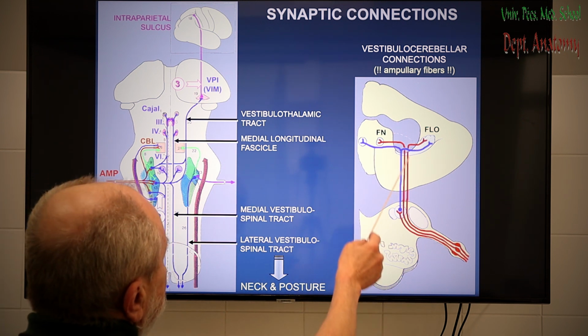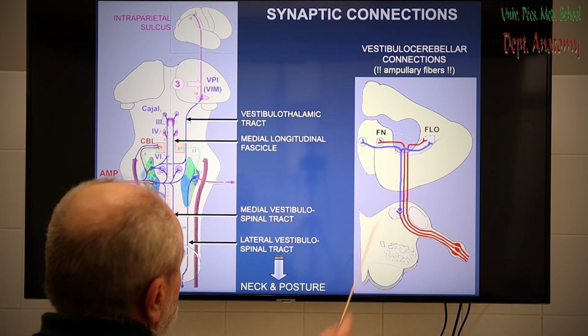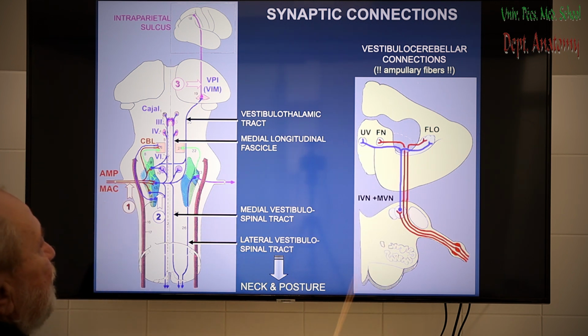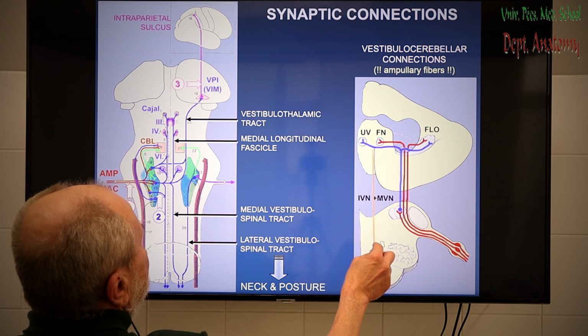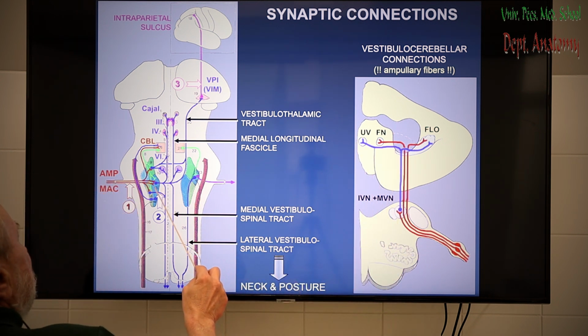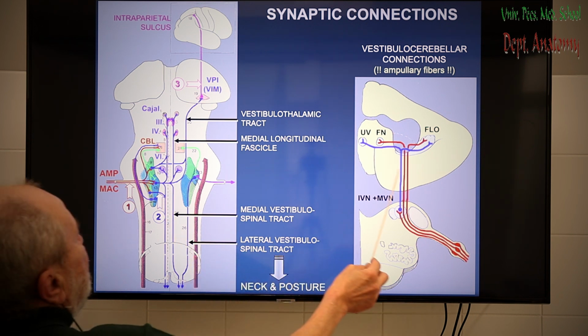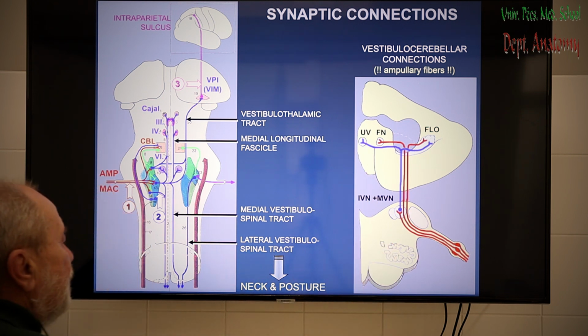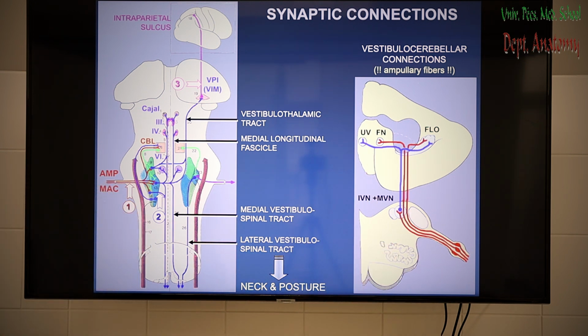And another way to reach the cerebellum is through a synaptic coupling, so not a first order but a second order neuron is the one which reaches from the inferior vestibular and medial vestibular nuclei, from the inferior and medial, reaches up to the flocculus also, and to the uvula of the vestibulocerebellum.